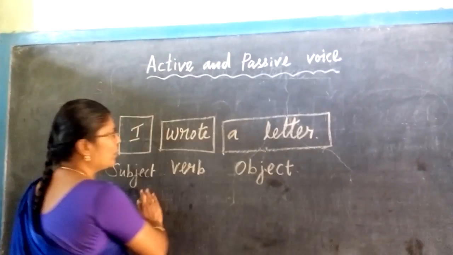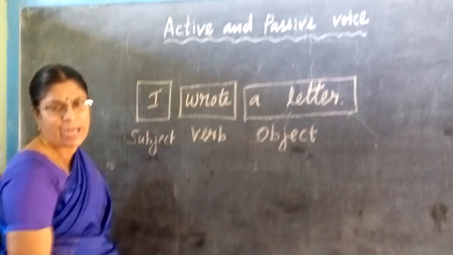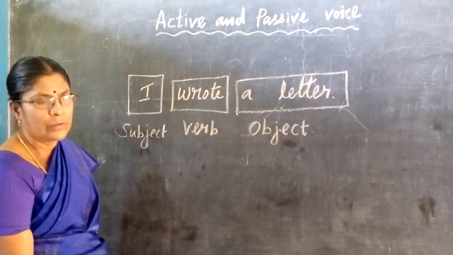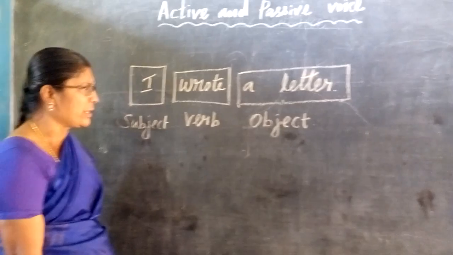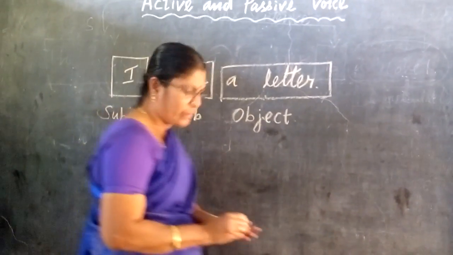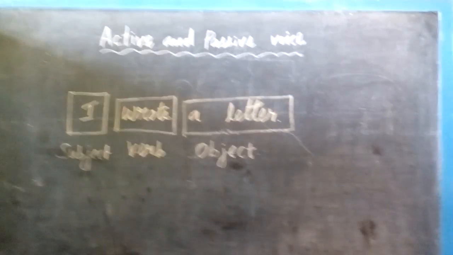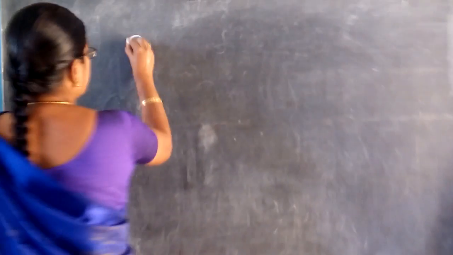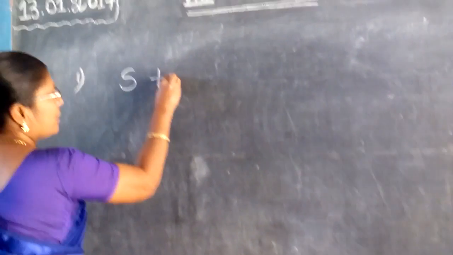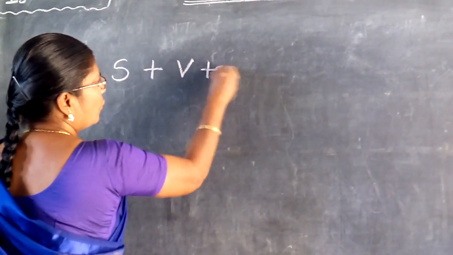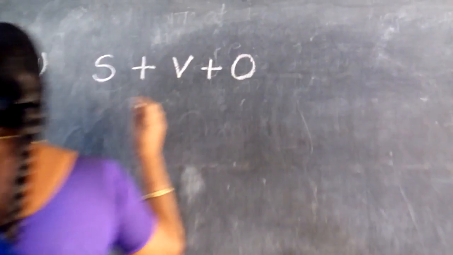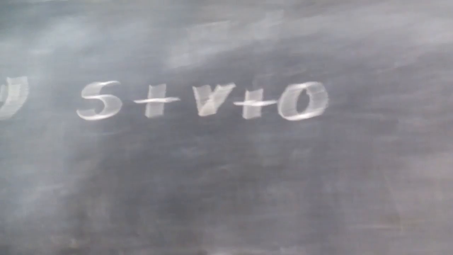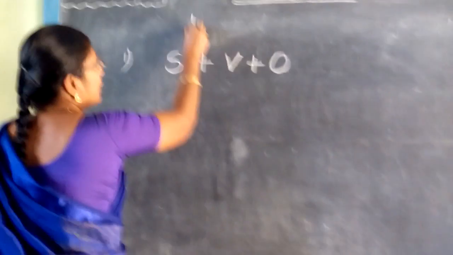Okay. When you are changing the sentence from active to passive, you have to remember the 8 steps. What are the 8 steps? We'll see now. One, split the sentence into S, V, O.